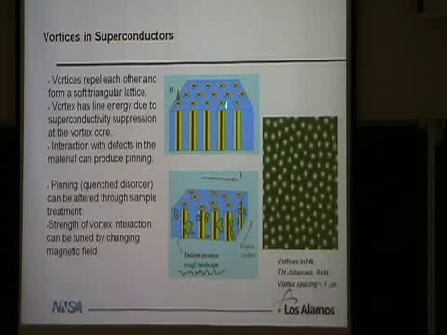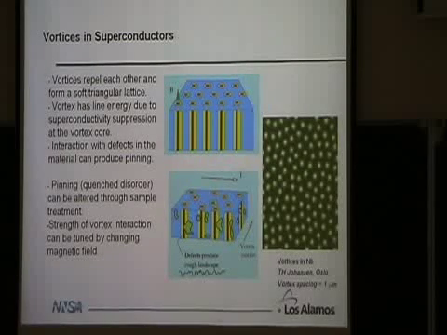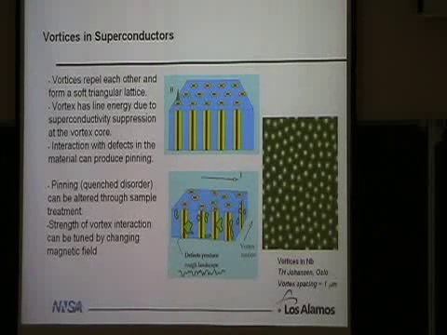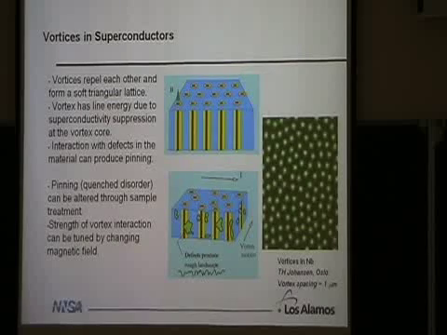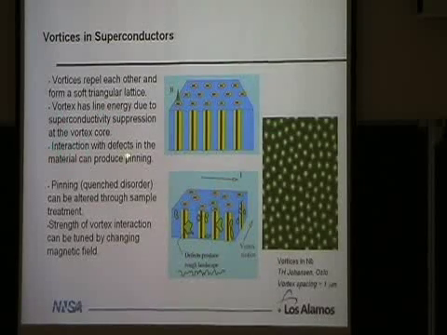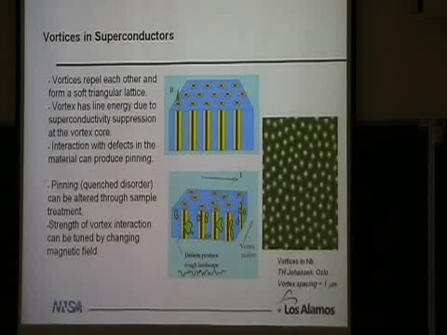These are all pointing in the same direction, so the vortices will repel each other. What happens is the circulating supercurrent from one vortex interacts with the magnetic field from another vortex, and it gives it a repulsive interaction. The vortex has a line energy due to the fact that superconductivity is suppressed at the core of the vortex. So the system would like to do whatever it can to try to reduce this line energy. So if you have any kind of defects in the material, you can get what's called pinning.